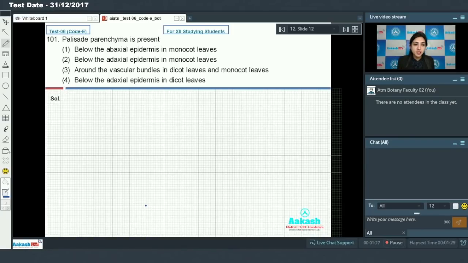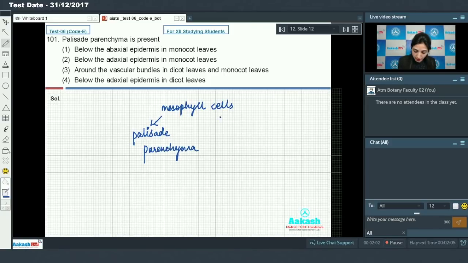Question number 101 says, palisade parenchyma is present. We know that in monocot leaves, mesophyll cells are not differentiated into palisade parenchyma and spongy parenchyma.